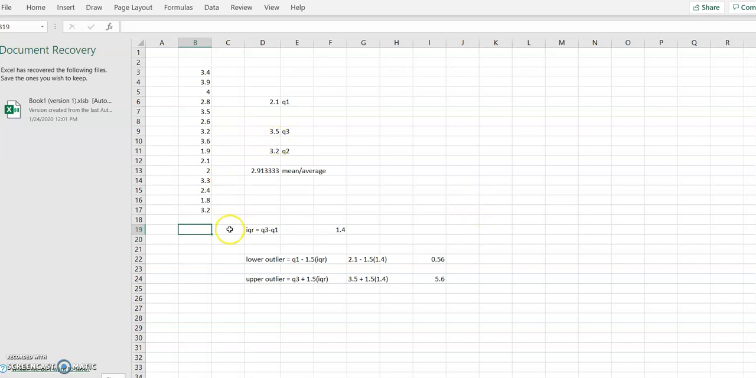If I had a 7.2 as one of the data points here, that would be considered an outlier. That would be much higher than the accumulation of the rest of the data. But in this case there are none. So there are no outliers. Everything is pretty much somewhat close together. Okay, I hope this helps.